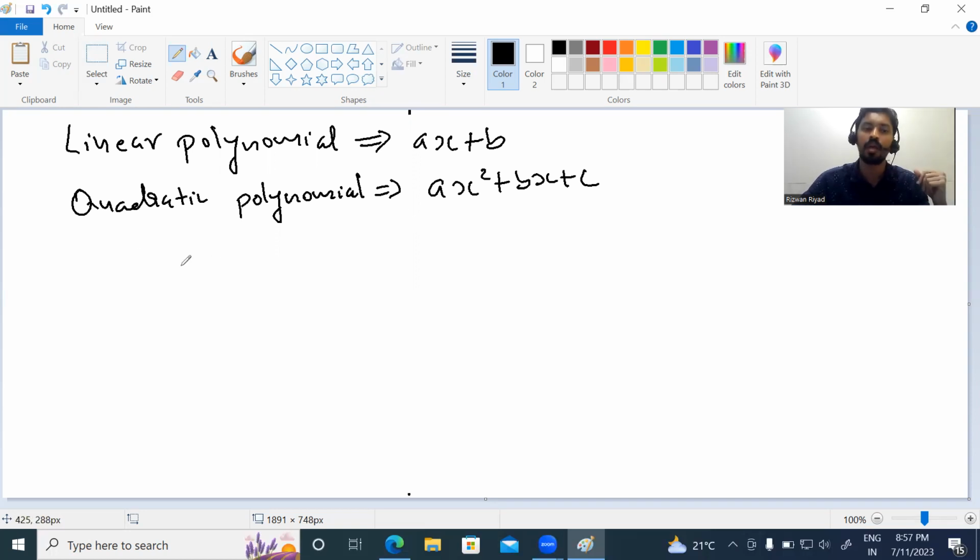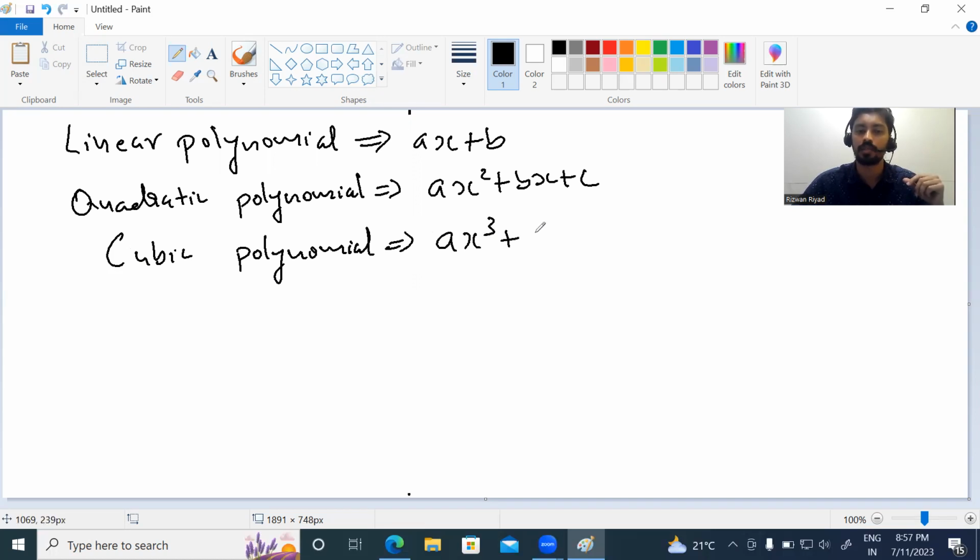And the third one, after linear and quadratic, is the cubic polynomial. Cubic polynomials are polynomials with degree 3. I told you in the beginning. So the general form becomes ax cube, that is ax raised to 3, plus bx square plus cx plus d. So these are the general forms of polynomials.